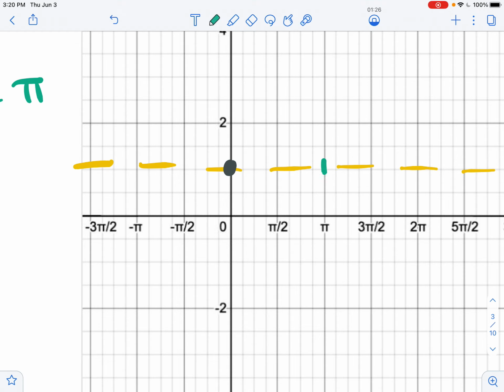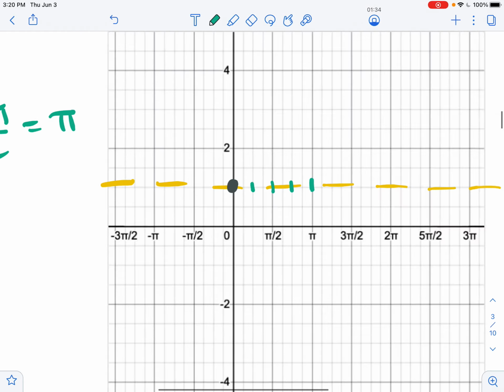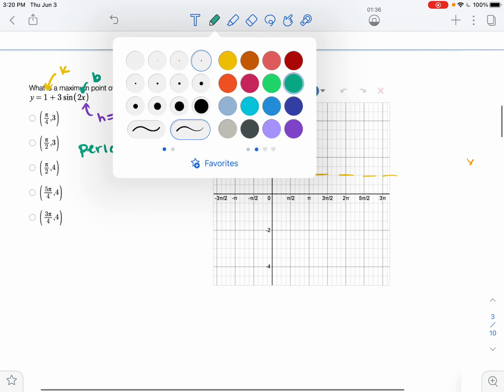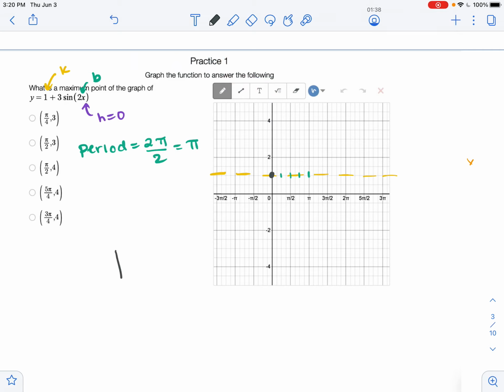We saw in our notes from last week that we need to divide the period into fourths in order to place all of the points from our sine cycle. Those 5 key points, with no transformations, are the midline, maximum, midline, minimum, midline. Okay, so we need to fit this cycle between 0 and pi.